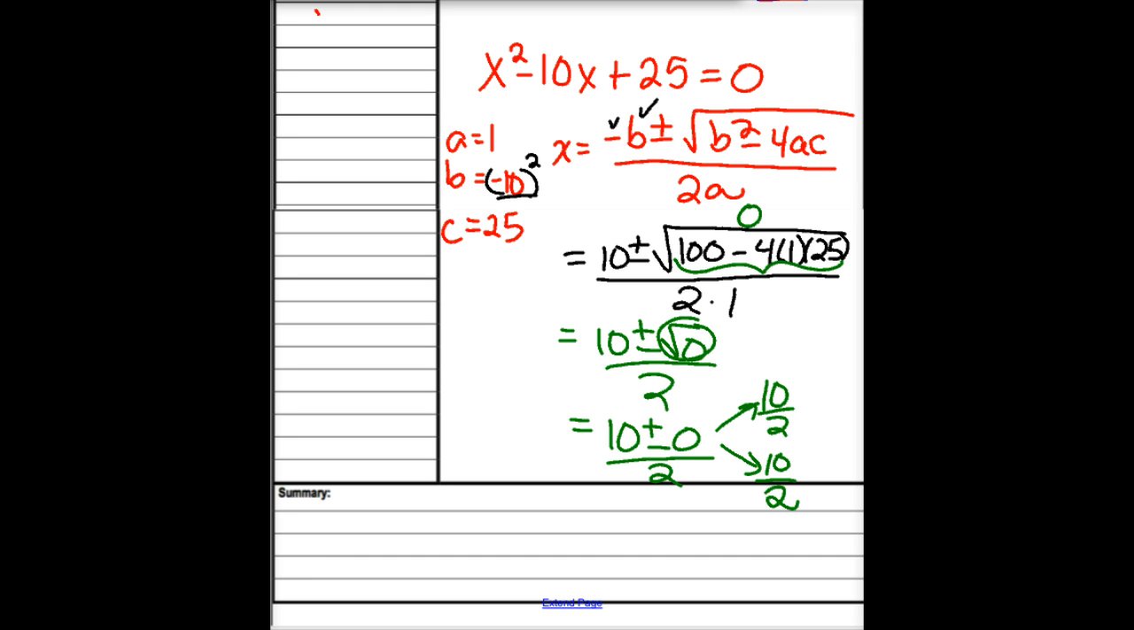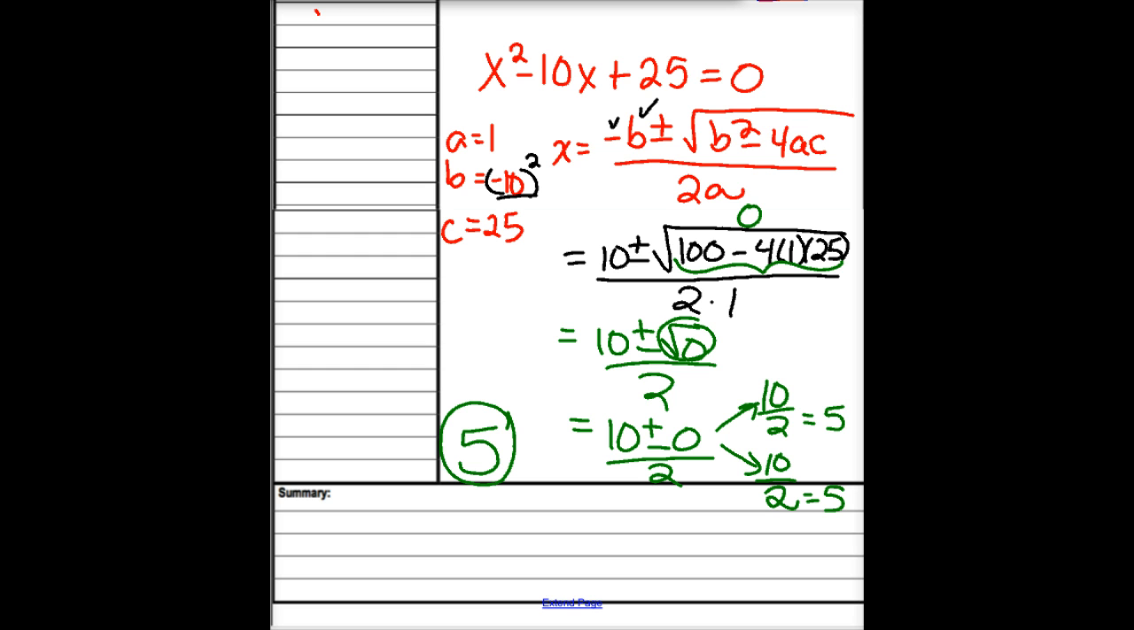So basically what I'm getting is the same answer twice. I get a 5 and I get a 5. So I'm not going to say the answer is 5 and 5. You would say, how old are you? I'm 15 and 15. No, you're not. You're just 15. So my answer is 5.